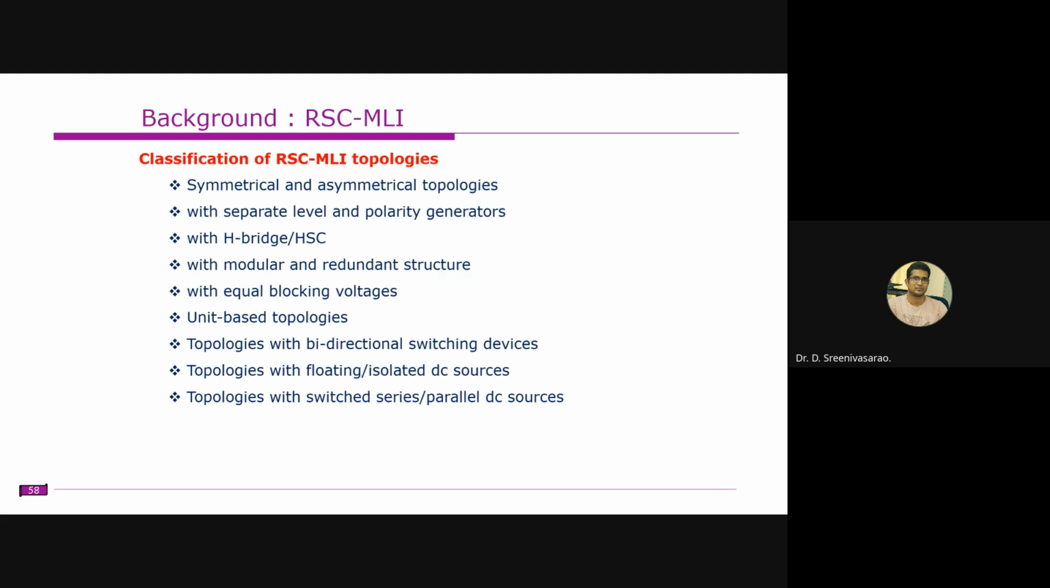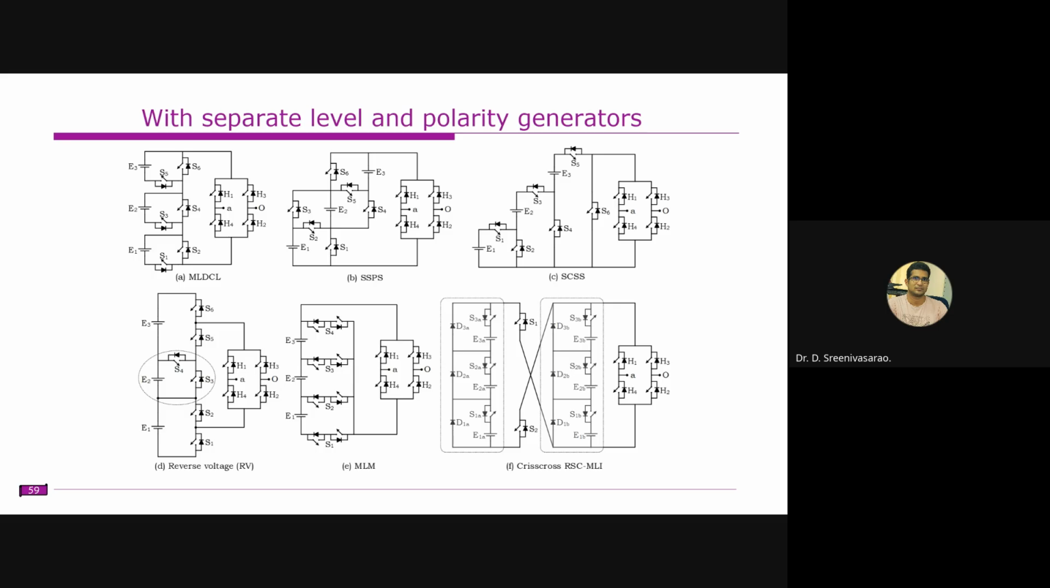Right? So a lot of things are there. It is difficult to classify all these things under one roof. But we can try to classify them into symmetrical and asymmetrical inverters, with separate level and polarity generators, or something like that. It is better. I will move forward, right?